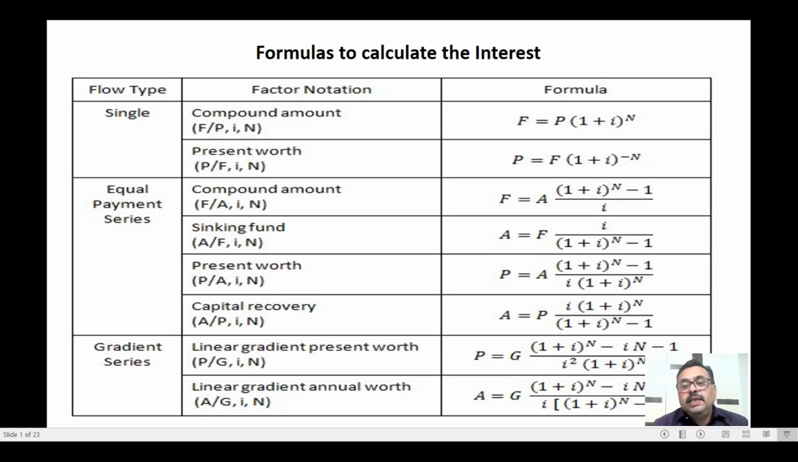So P is equal to G into (1 plus I) to the power of N minus I N minus 1, divided by I squared into (1 plus I) to the power of N. This is the formula which we will normally be using.